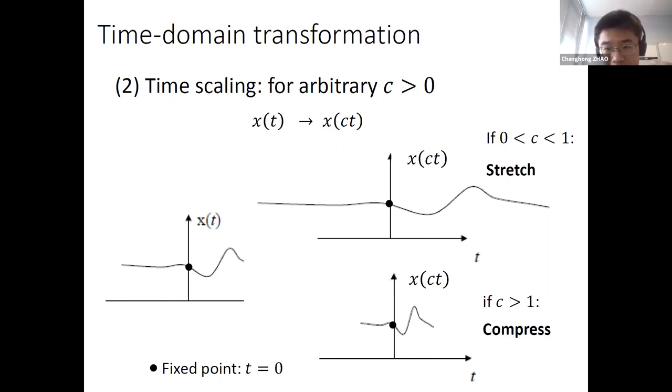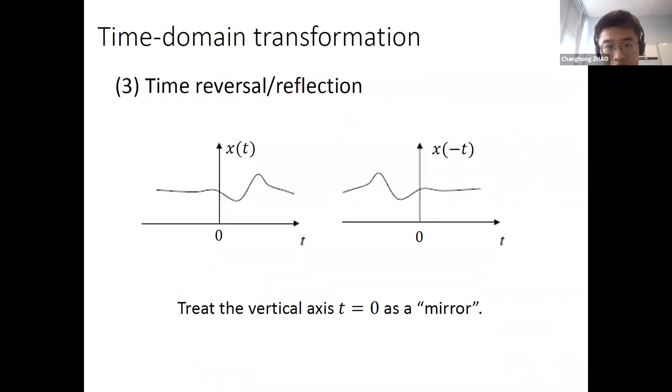But for either case, whether we are stretching the signal or compressing the signal, the fixed point is always t equals 0, which I marked with those black dots. So at the black dots, the signal does not change. For t equals 0, x of t is this value. Then for x of ct, whether c is less than 1 or larger than 1, the point still takes the same value. That's why we call it a fixed point. This is time scaling.